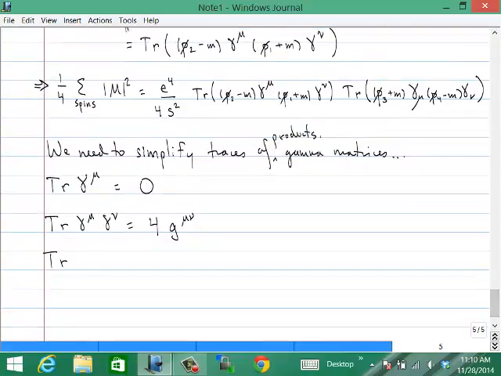Similarly, the product of any 3 gamma matrices, or indeed, as you can see where this is going, the product of any odd number of gamma matrices has to be equal to 0, because there's no 3-index object that is Lorentz invariant and has no spinor indices.